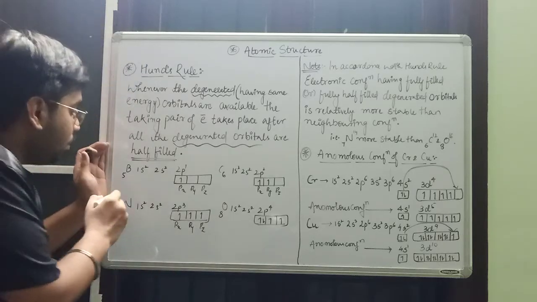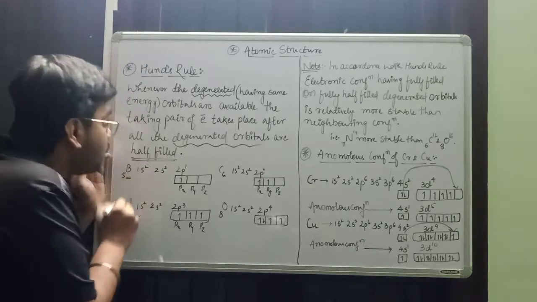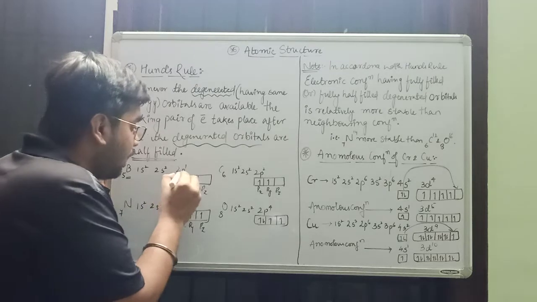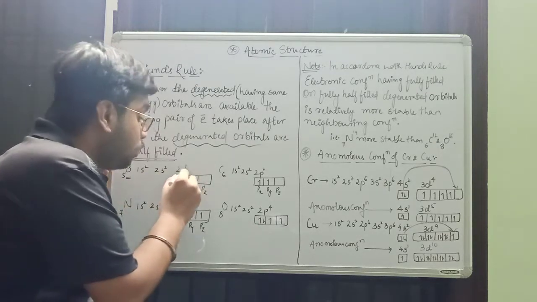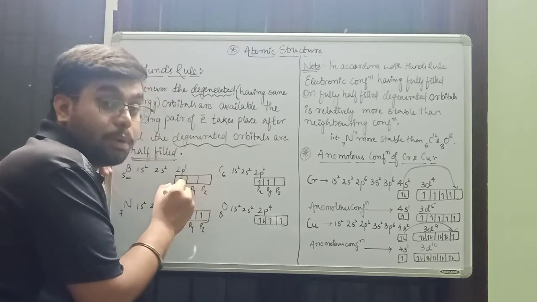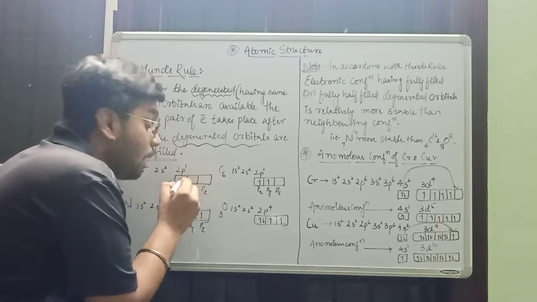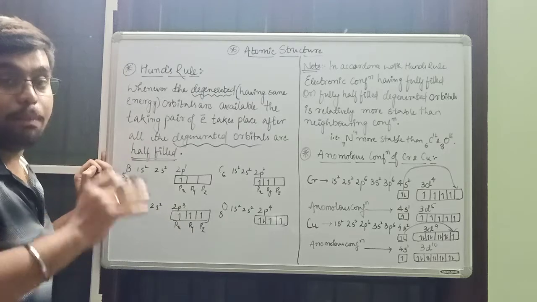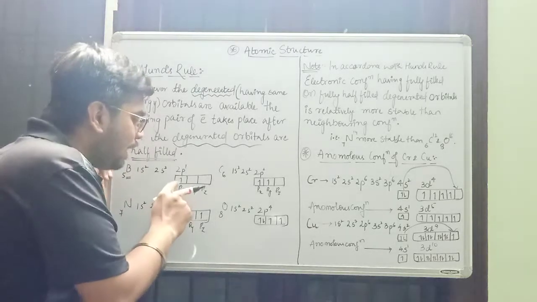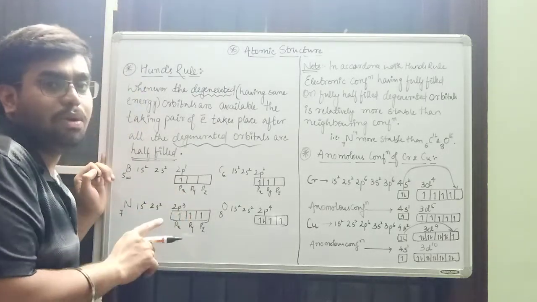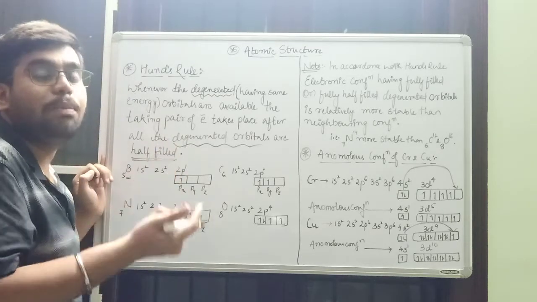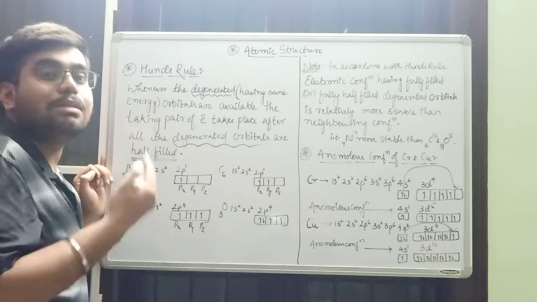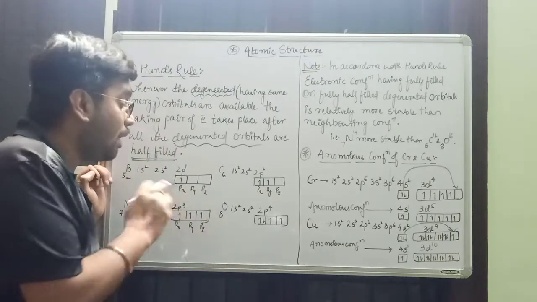See, boron, atomic number 5. What is the configuration of boron? 1s2, 2s2, 2p1. 2p has 3 degenerate orbitals, right? When must the electron pair up? In boron it has only one electron, so it need not pair up, right? Only one electron, how can it become a pair? A single electron cannot pair up.